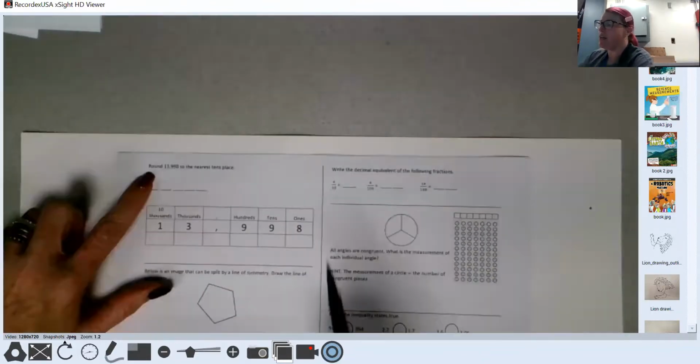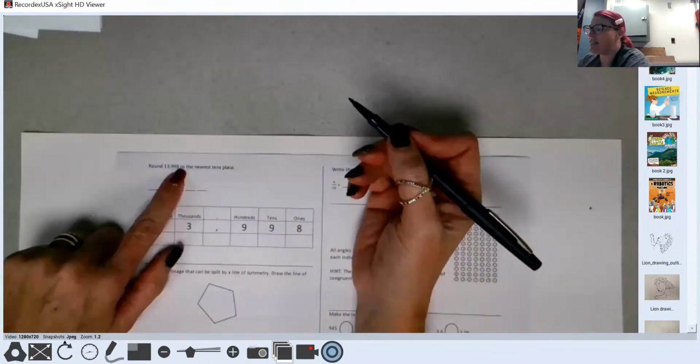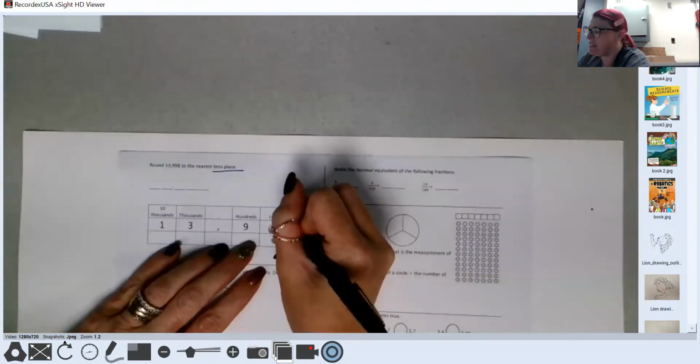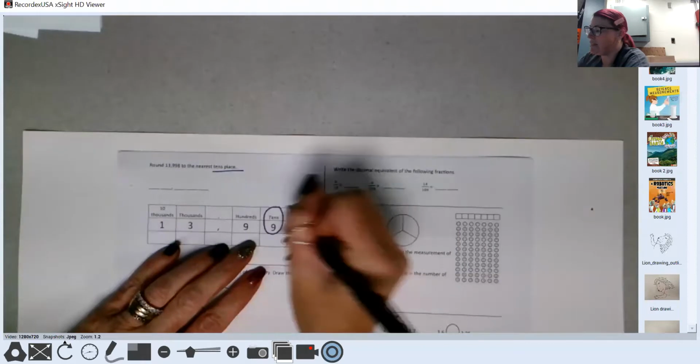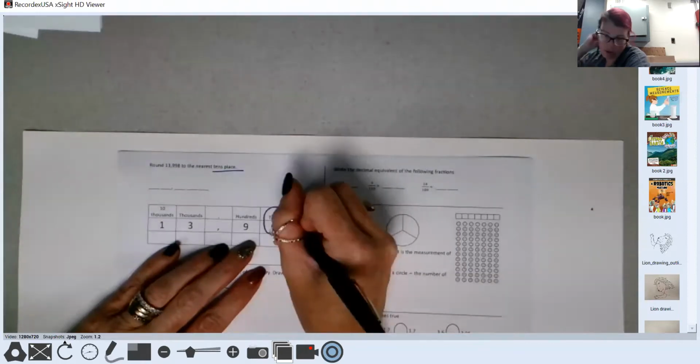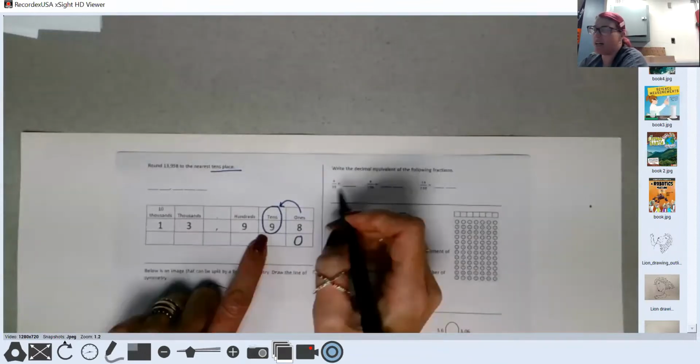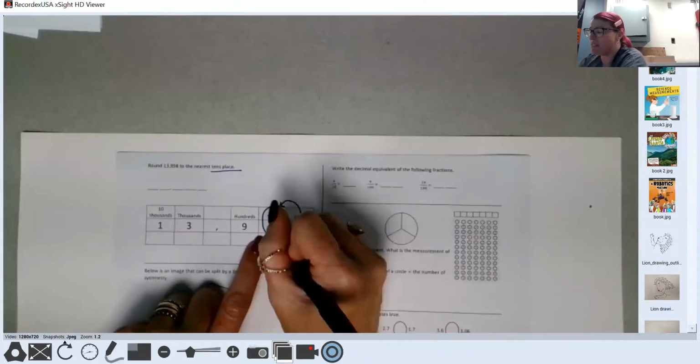It says round 13,998 to the nearest tens place. So I am rounding this number, which means I'm using this number to tell me whether I go up or stay the same, which means this number is automatically a 0. The 8 tells the 9 to go up. Well, if it tells the 9 to go up, it becomes a 10.